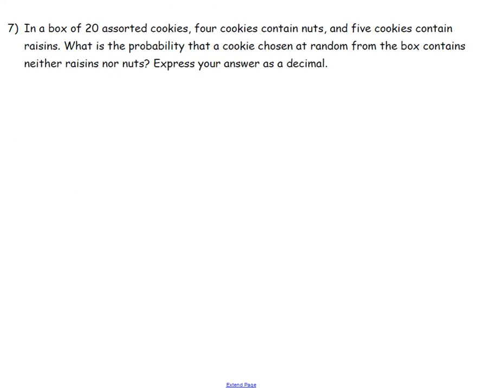Okay? 7. Box of 20 cookies. What's the probability you'll get one with nothing in it? So this word nor means neither. So how many don't have either? 11. Because we have 4 here, 5 there, which means we have 11 that have neither. So it'd be 11 out of what? 20.